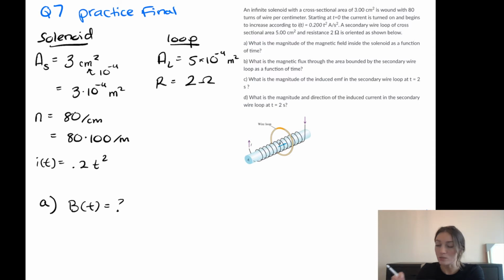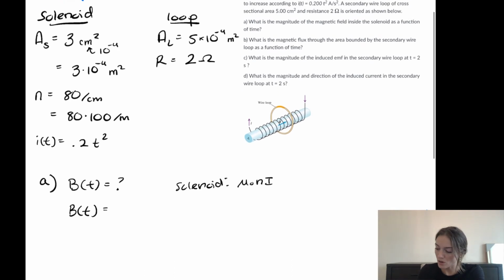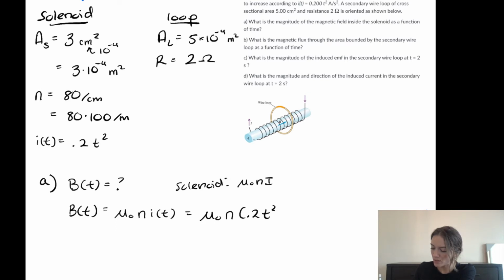So we want the magnetic field. We know the magnetic field of a solenoid is mu naught n times I. And here I is changing with time. So that's where our variable, our t, is going to come from. So we just have to plug in mu naught n I, and that's really it. So then let's just plug in, we have 0.2t here. So this is just equal to mu naught n, and then we just have 0.2t squared.